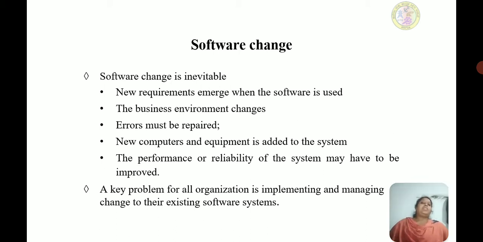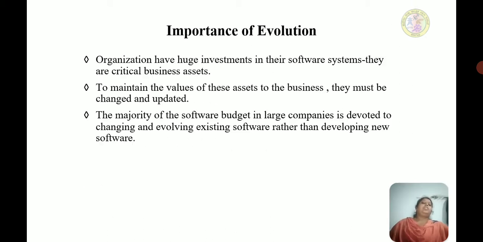That is inevitable. Then the next reason: depending upon the performance as well as the reliability of the system, it may have to be improved in all sorts of test cases. Finally, the key problem for all organizations is implementing and managing change to the existing software system. Everywhere we can change the software system.